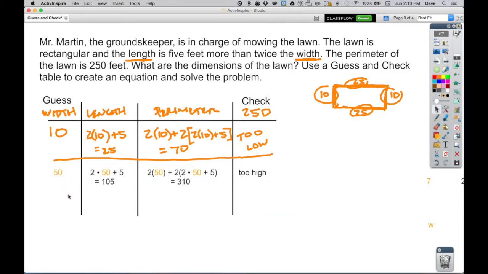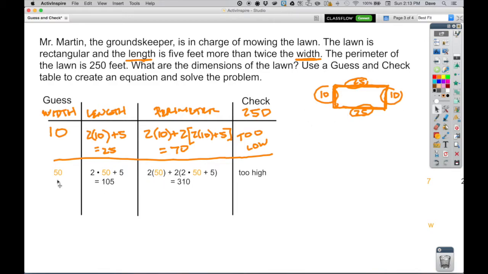So here's my next one. Let's say I guess the width to be 50. Well, I do 2 times 50 plus 5, because again, the length is 5 more feet than twice the width. I get 105. And then we add up all 4 sides.